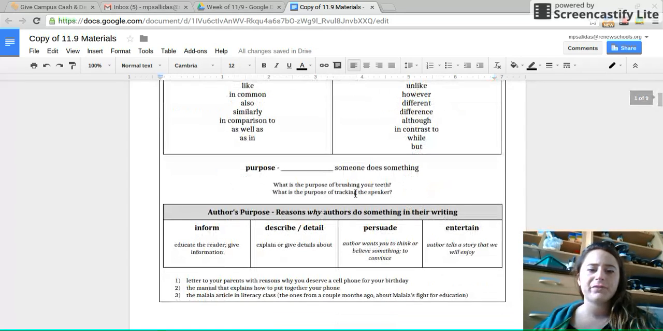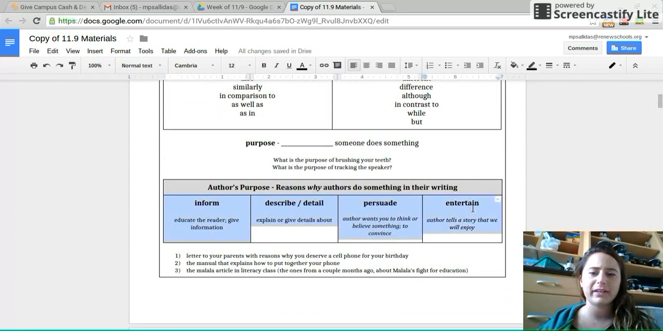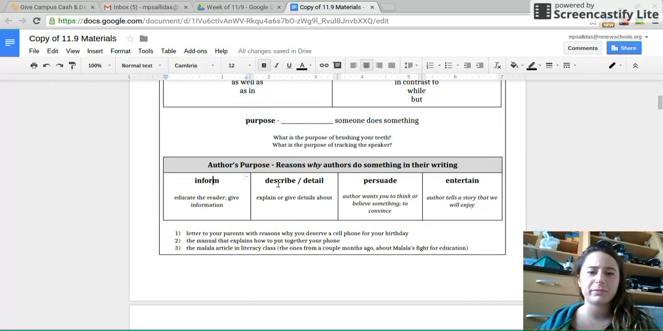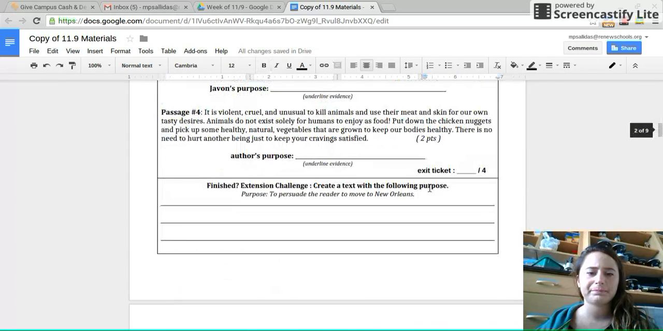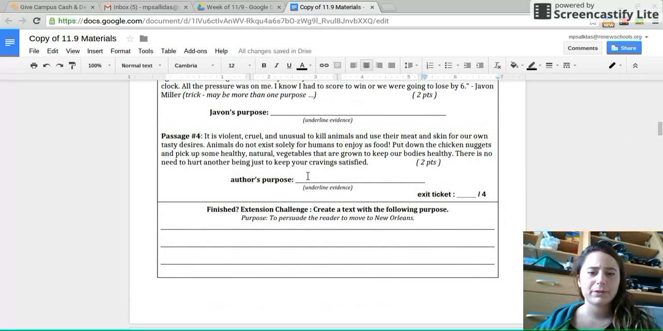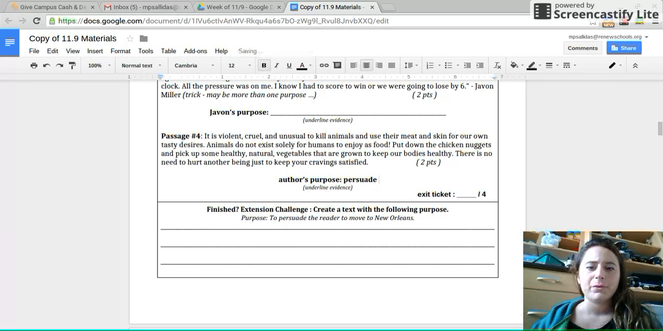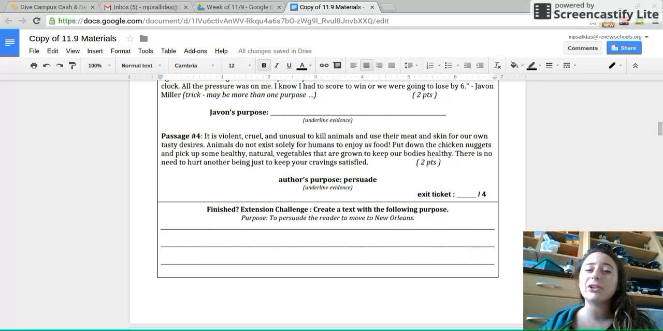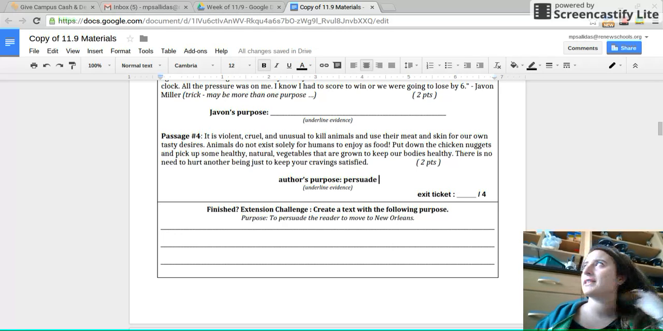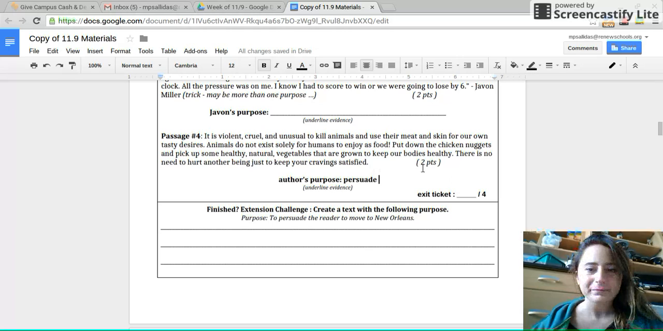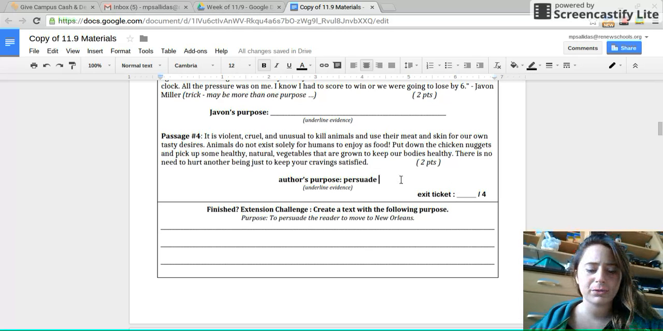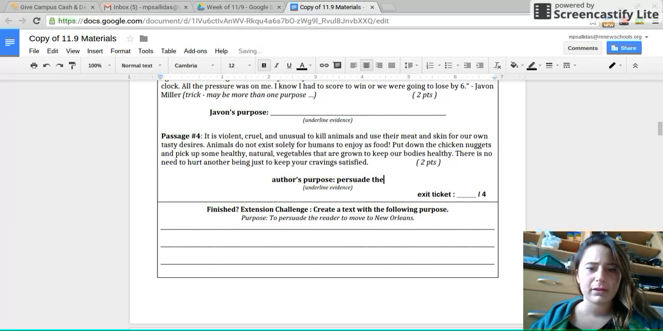So which one first? Let's decide which one out of these 4 you think it is. Go ahead and jot down inform, describe, persuade, or entertain. Yep, so this one is actually to persuade. The author is trying to persuade us because we can actually see he's telling us to do something. But wait, remember, we never just say persuade. A full author's purpose statement finishes with what he is persuading us to do. Author's purpose is to persuade the reader to not eat meat.